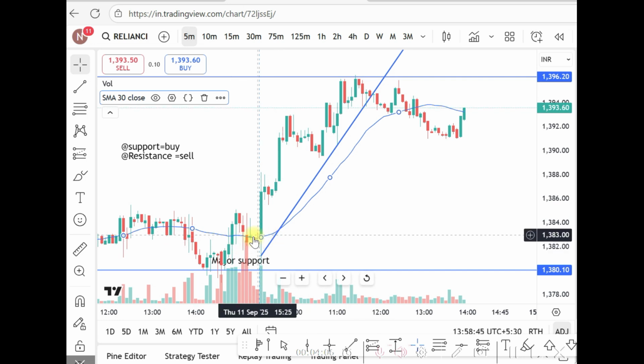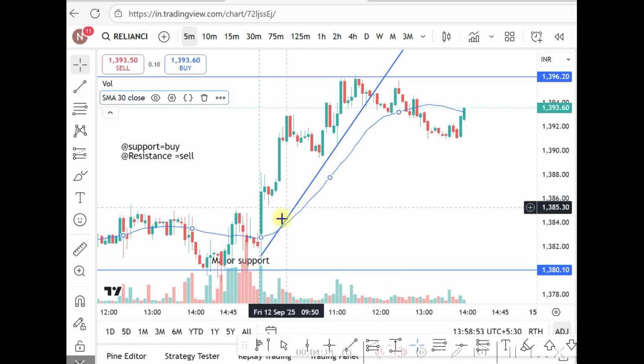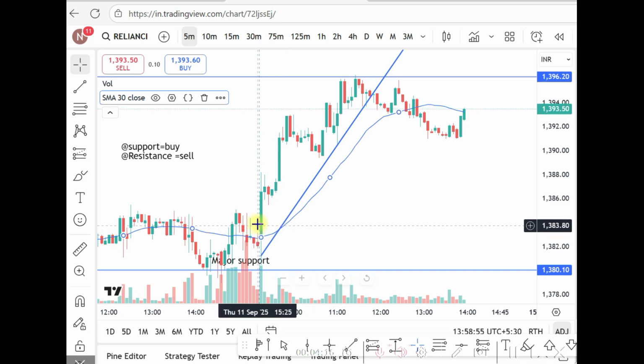So the indicators also give the confirmation of the trend, and you can take a position once price crosses this indicator.